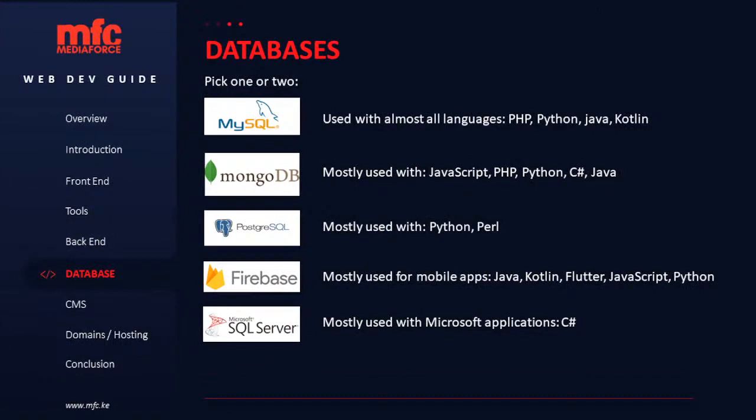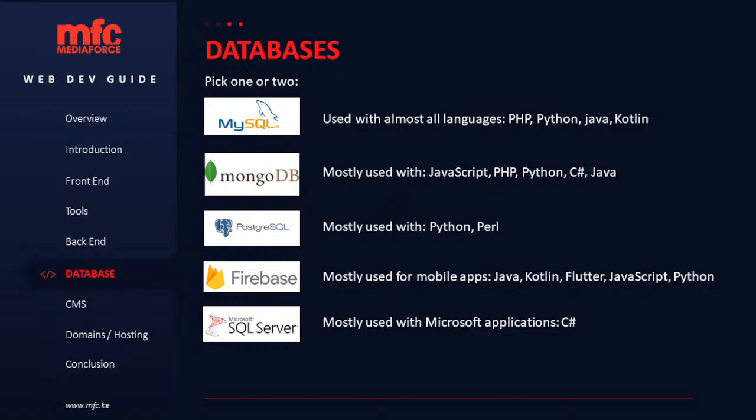I've given you how they are used with the different kinds of backend languages. MySQL is mostly used with PHP, Python, Java, and Kotlin. I think it's also used with JavaScript. MySQL is the most common type of database, used with most of these backend languages, and it's also easier to learn given the kind of data structure that it has. The next one is MongoDB. MongoDB is mostly used with the JavaScript frameworks, and it can also be used with other languages like PHP, Python, C#, and Java.